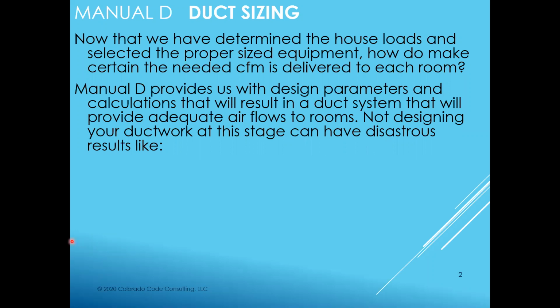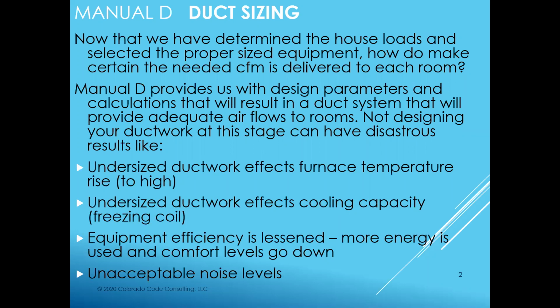So Manual D gives us these design parameters that will actually, at least on paper, and generally works, yes, get us all these room-to-room CFMs, okay? So we don't want undersized ductwork. We're not going to get the temperature rise we need, and that was something we talked about quite extensively, because temperature rise is a big deal. If the temperature rise is correct on your furnace, you're actually getting the BTUs that we think you're getting. Absolutely. The output capacity, which we talked about last week.